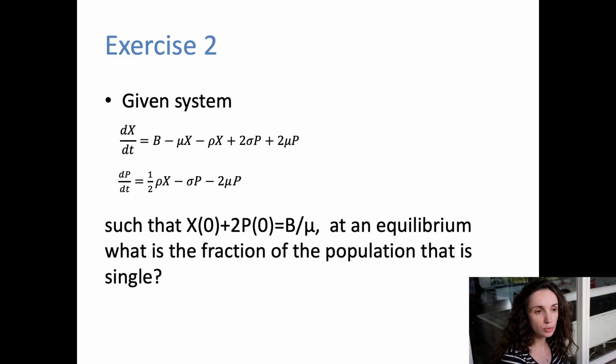Exercise number 2. Given this system, which once again describes the evolution of the pair formation process in the population with the background dynamics, such that the initial size of the system is given by this equation, we ask, at an equilibrium, what is the fraction of the population that is single?